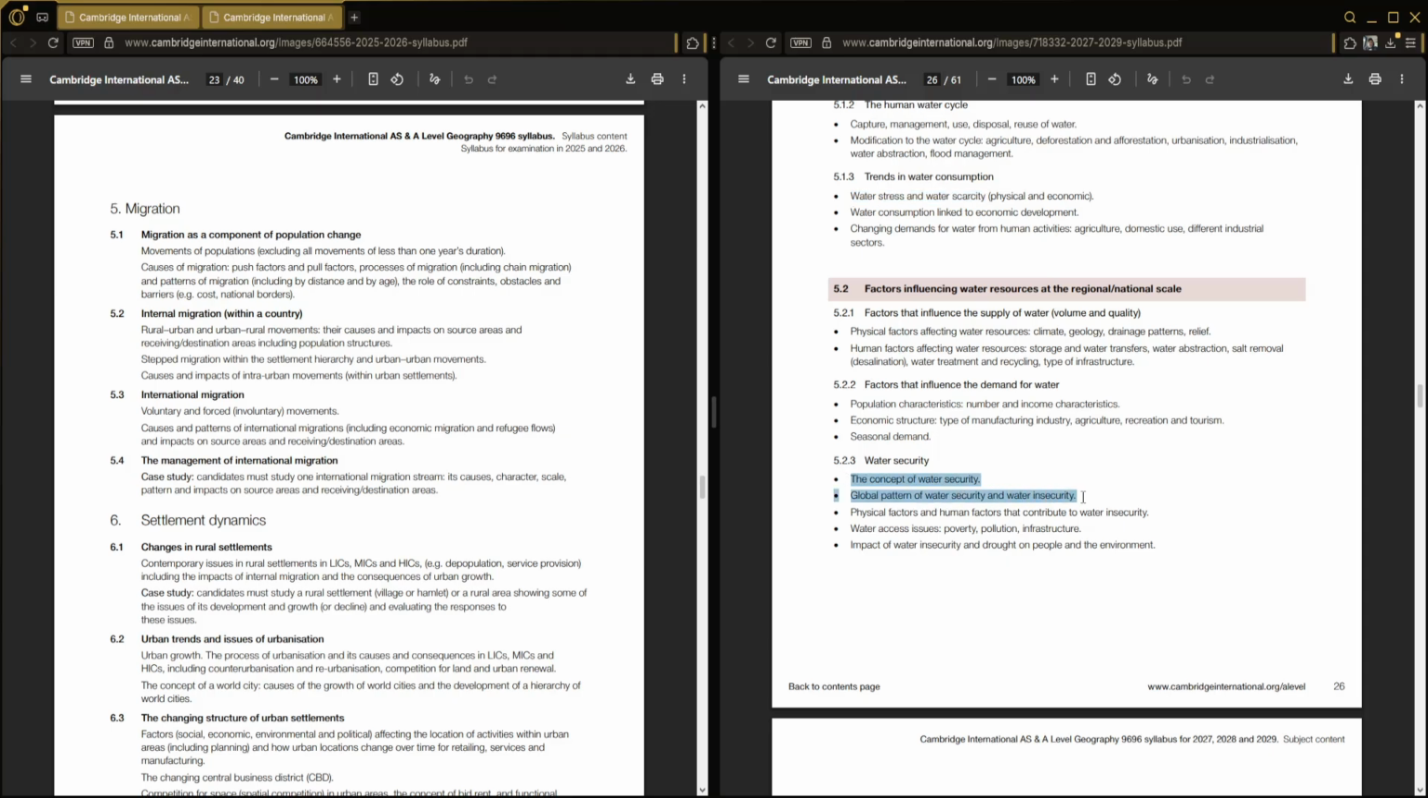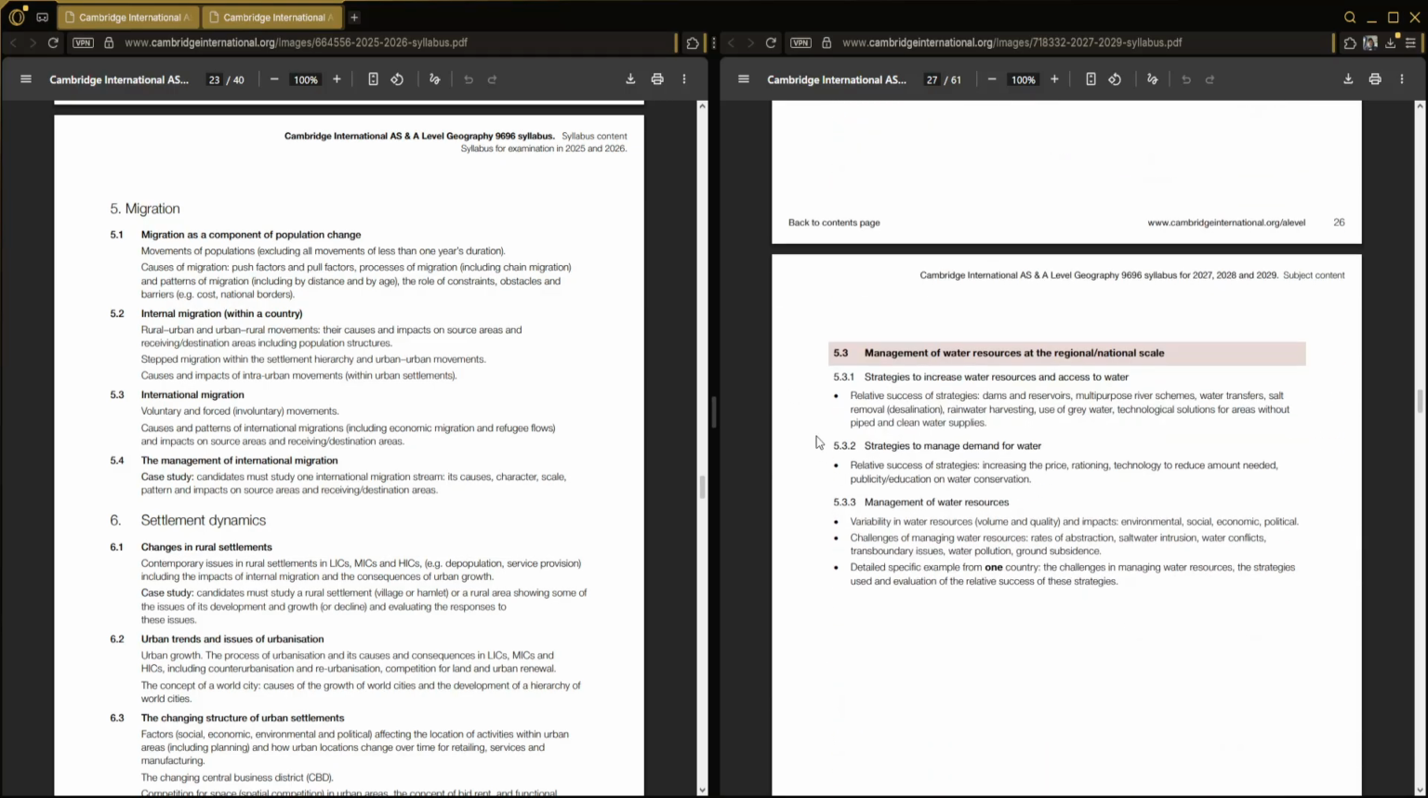Again, here it's the pattern of water, what is water security, physical factors and human factors. So stuff like acid rain, stuff like pollution, all of these things, very, very similar things. And then what that does to the people and the environment. Environment is probably less greenery because there's less trees essentially.